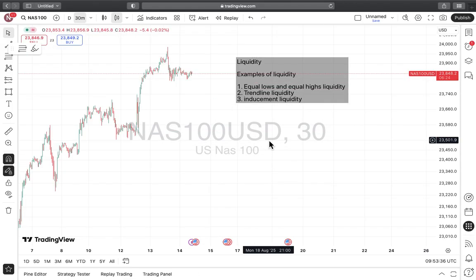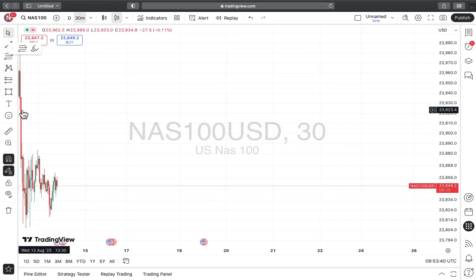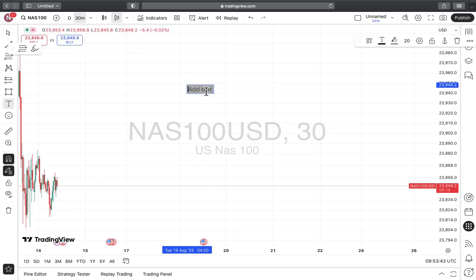Now, what is equal highs liquidity? That is what we are going to talk about in today's video. We are going to start with equal highs and equal lows liquidity.